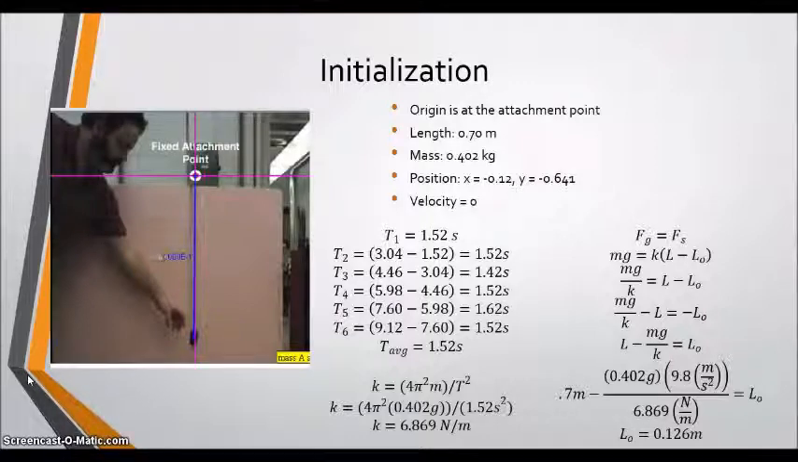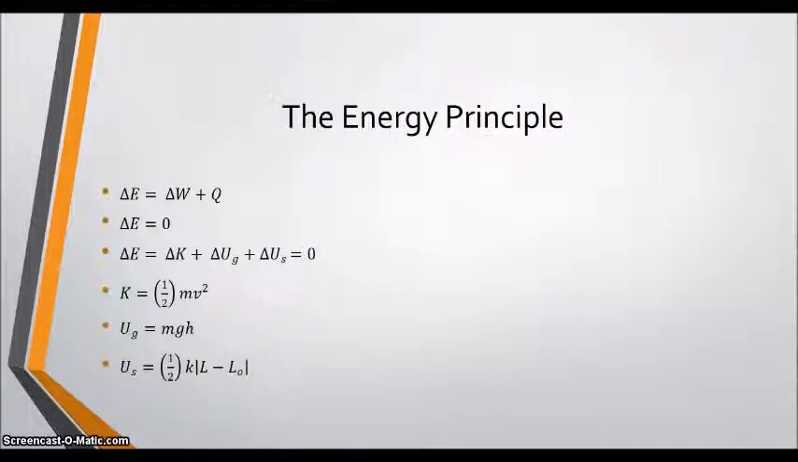And then, since our initial velocity was 0, that meant that we had no change in F net, so we knew that Fg equals Fs. Using this equation, we were able to find our L0, which was 0.126 meters.